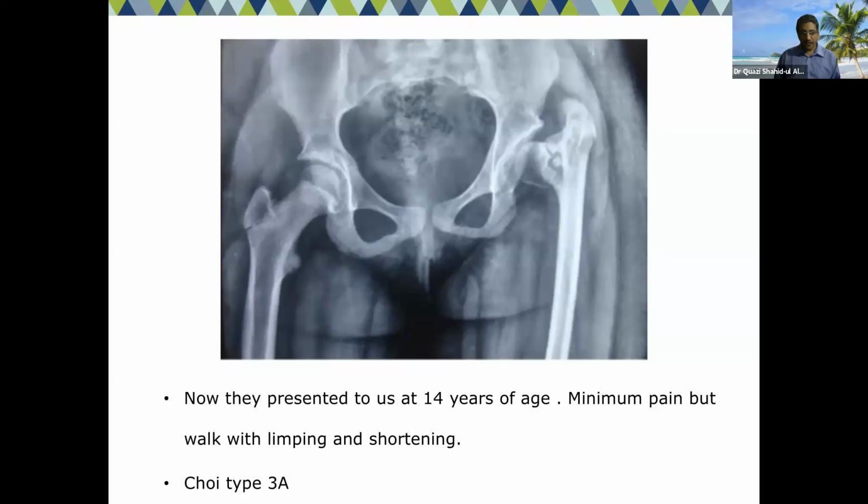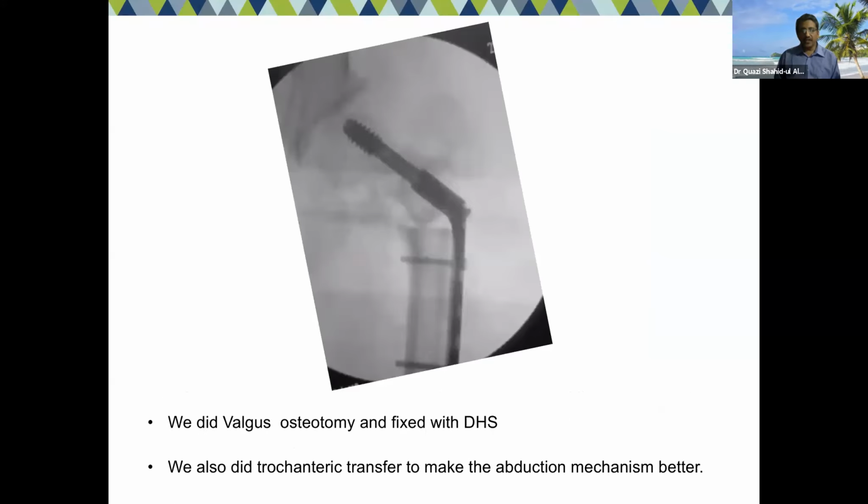As he is 14 years of age, we did the same valgus osteotomy, but this time we did it with a DHS. We also did the trochanteric transfer to make the abductor mechanism work better. A few points I need to point out in this X-ray for all of the audience. Look at the alignment of the proximal and the distal fragment. I didn't even try to make them a single line.